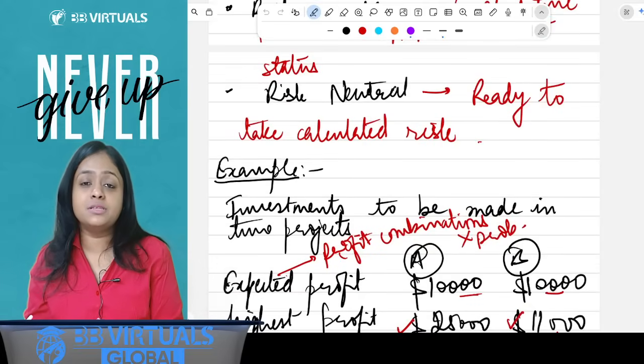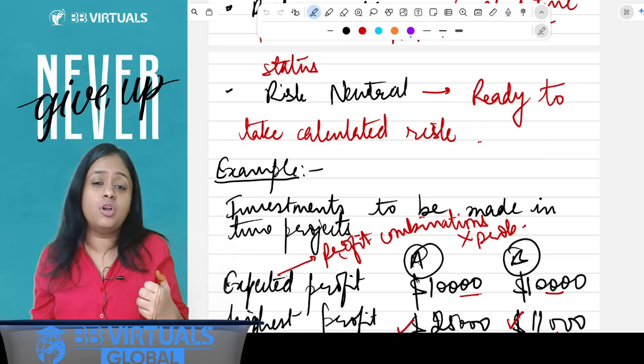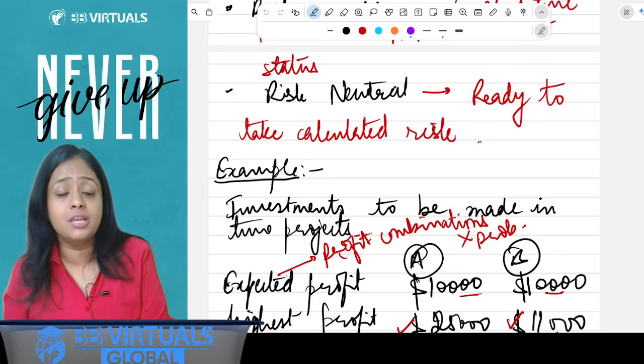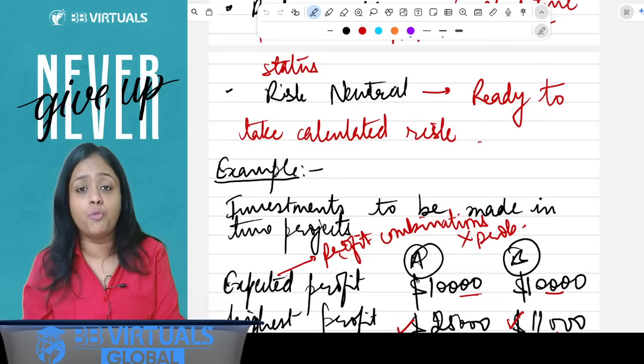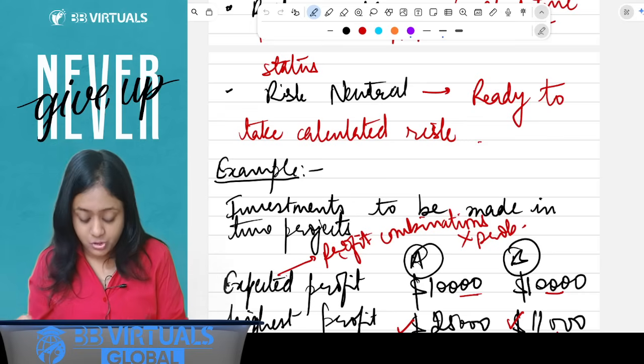A risk neutral person is the person who is neither expecting too high returns, nor expecting too low returns. So he is in a moderate position. He is generally expecting to cover up his opportunity cost. So he is more looking from that angle: let me cover my opportunity cost.